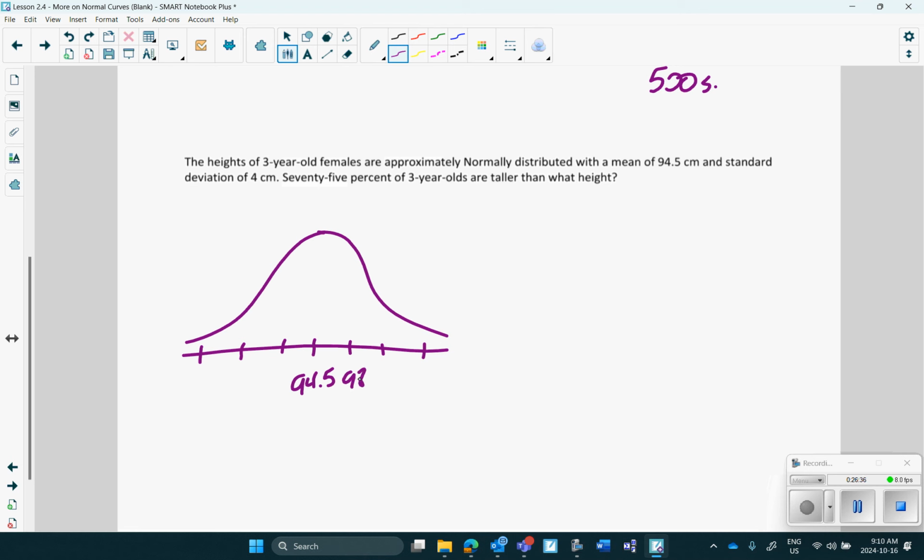On the right side, it would be 98.5, 102.5, 106.5, and 90.5, 86.5, 82.5. What am I missing? Label. Yeah. I need to label my horizontal axis, and we could just put height. Height is fine.